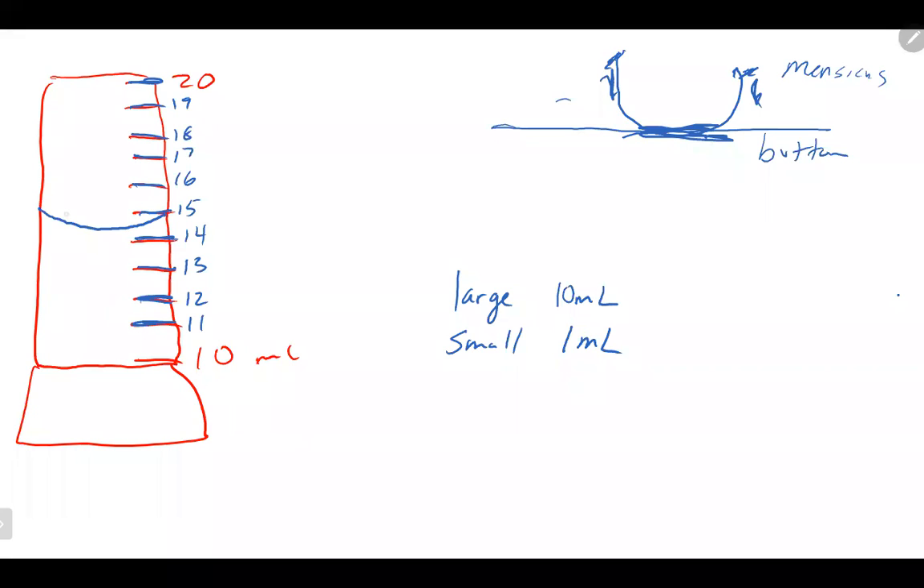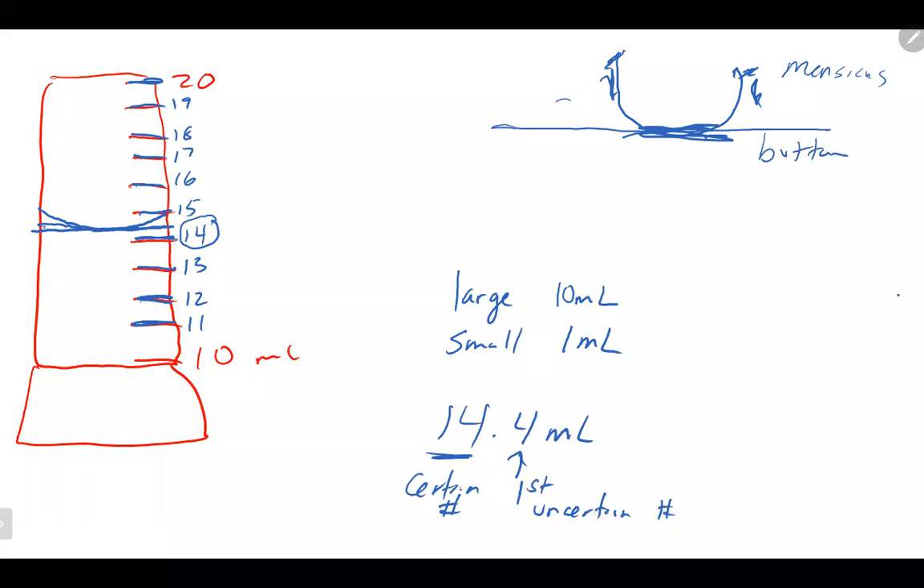In this particular case, if we take our reading from the bottom of the meniscus, which is right about there, everybody should agree that it is at least 14. Once again, we're not exactly at 14, not at 15. So this is where the estimation is. Maybe you feel it's a little less than half, so maybe you mark 14.4 milliliters. This would be our certain numbers, and this would be our first uncertain number.